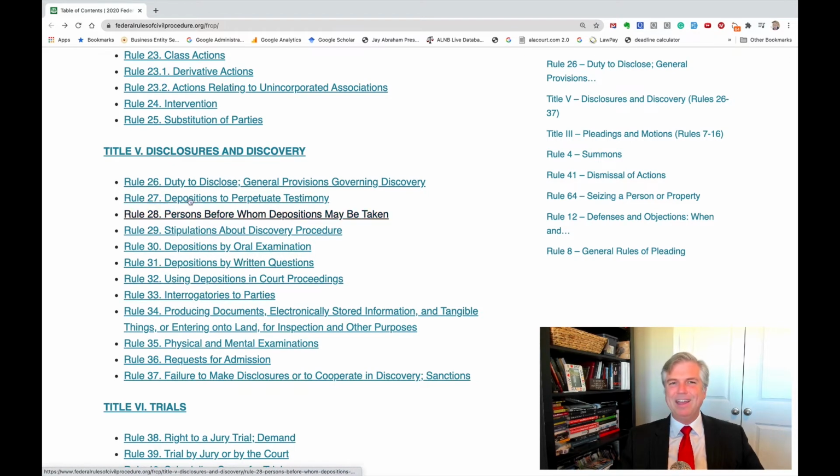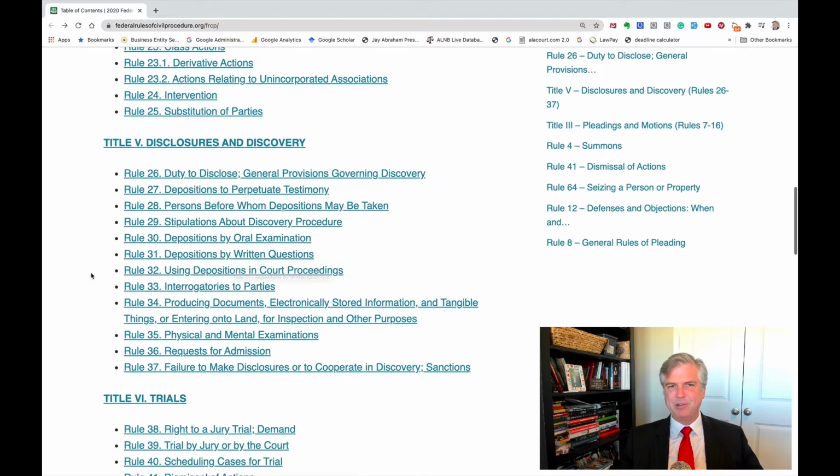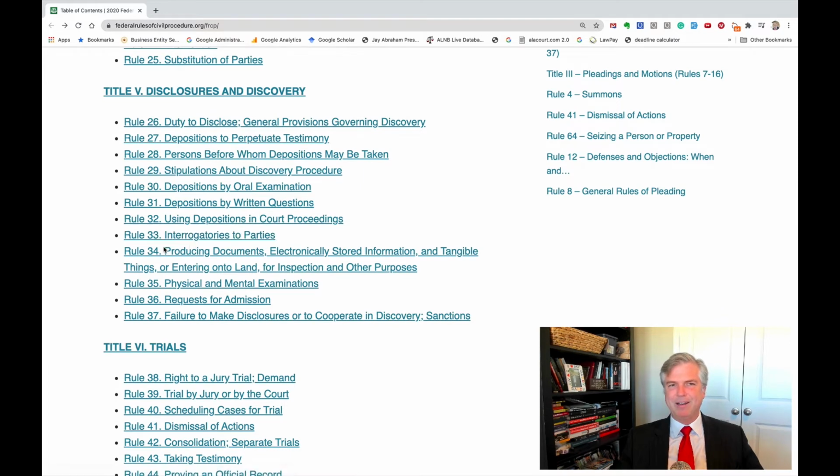Then Title 5, a lot of time is spent in this part of the world, and that is disclosures and discovery. So what are depositions? What are depositions when you do it verbally? How about depositions by written questions? That would be Rule 31. Rule 33, interrogatories. Rule 34, typically known as requests for production of documents. Rule 35, what if you want to examine a party? How do you do that?